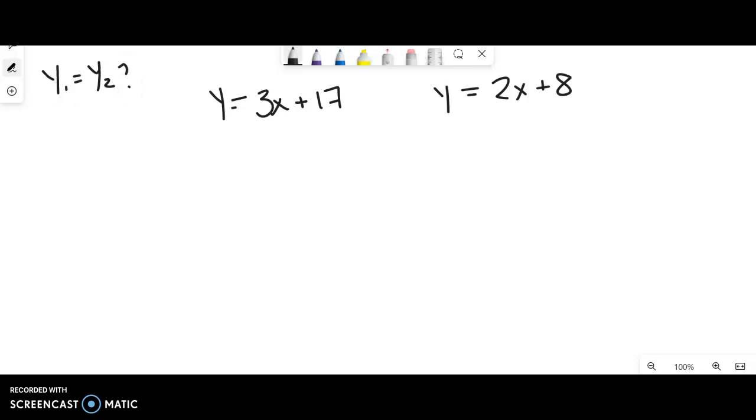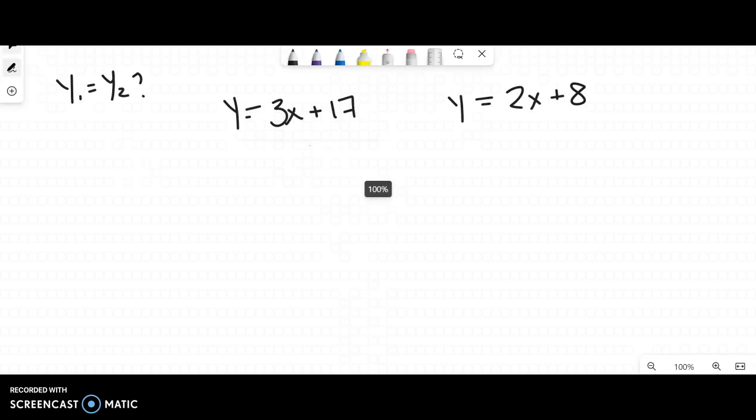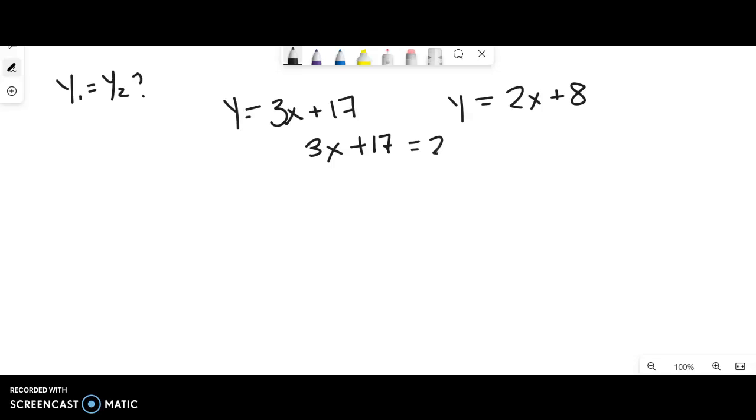When does that happen? If the two y values here are the same, then we can also say that 3x plus 17 is equal to negative 2x plus 8, because we know that the two y values have to be the same. Once we're here, we think which side has more x's, and the left side has more x's.